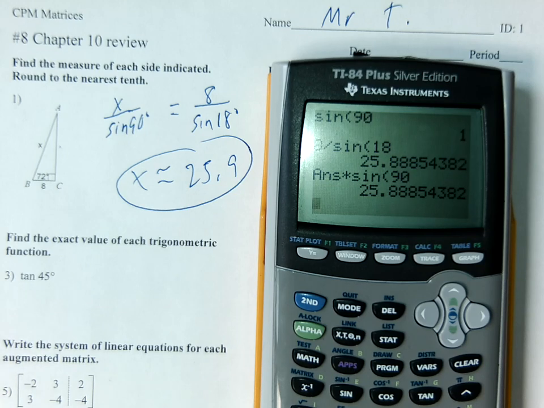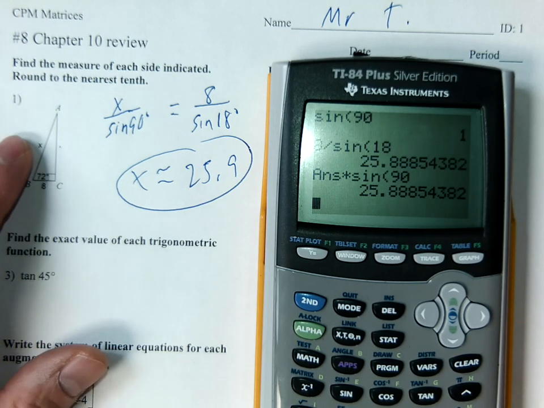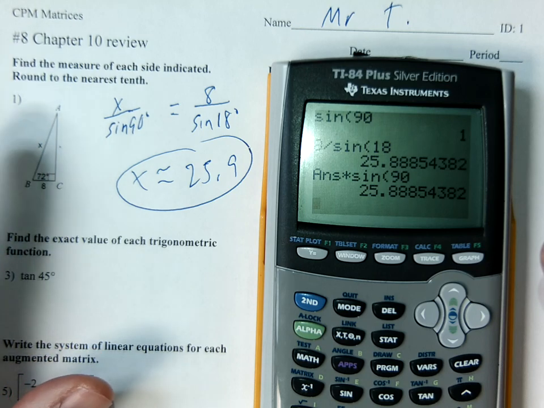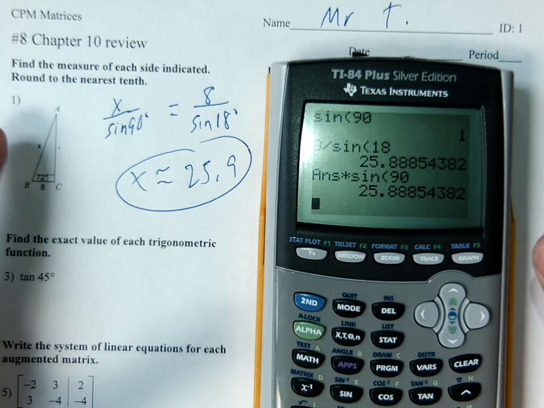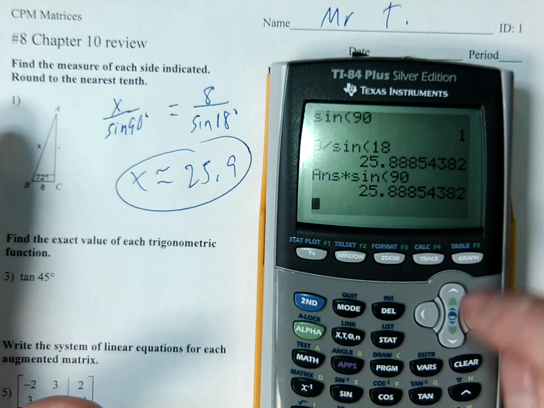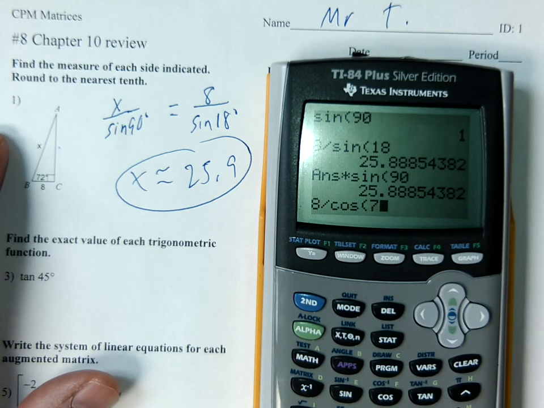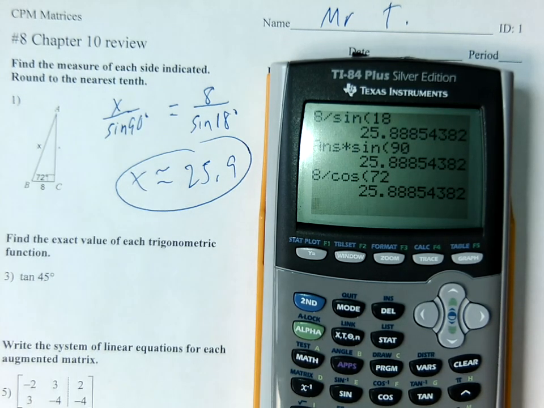I could have used cosine. Cosine of 72 equals 8 over x, because cosine is adjacent over hypotenuse. So cosine 72 equals 8 over x. So then I could switch the cosine and the x, and I get 8 divided by cosine 72. That'd be the same answer.